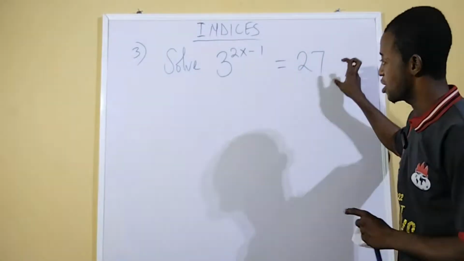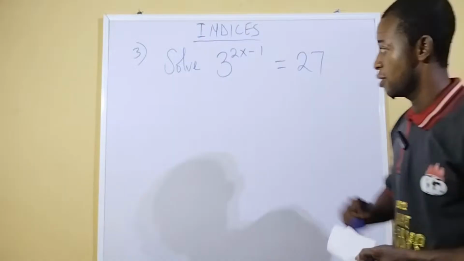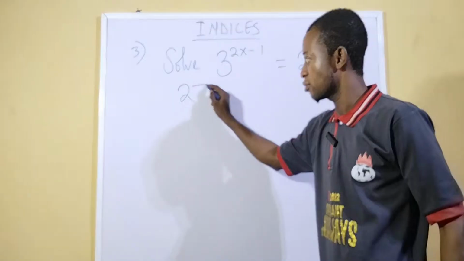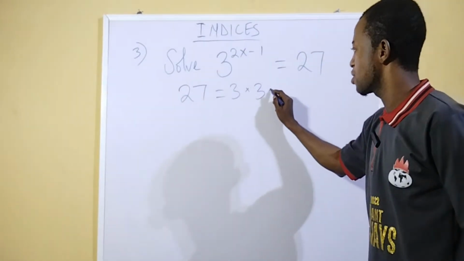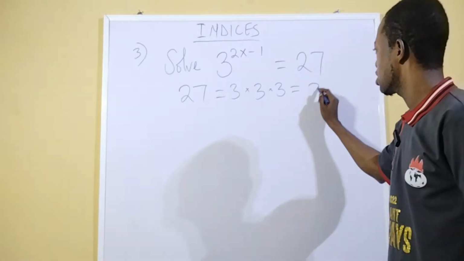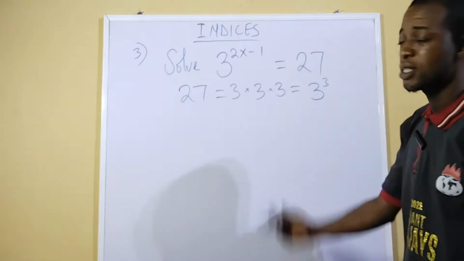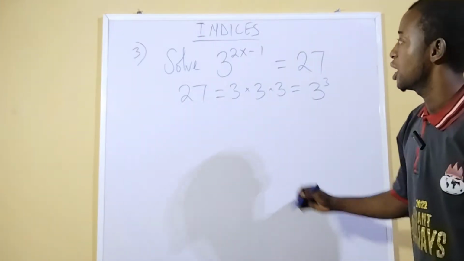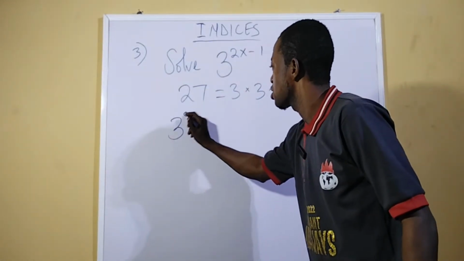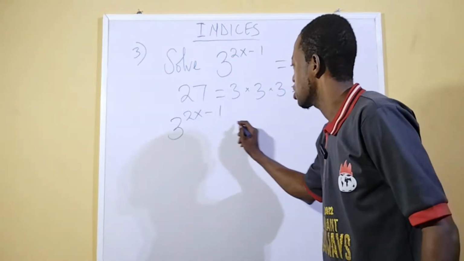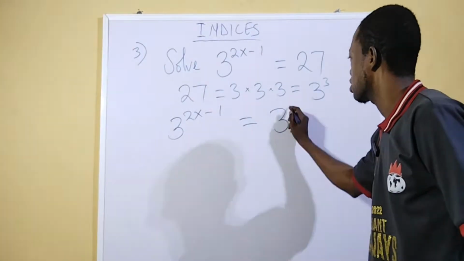Can we make 27 in base 3? Yes. Why? Because 27 is 3 times 3 times 3, which is 3 raised to power 3. 3 multiplies itself 3 times, 3 raised to power 3. This equation now becomes 3 raised to power 2x minus 1 equals 3 raised to power 3.